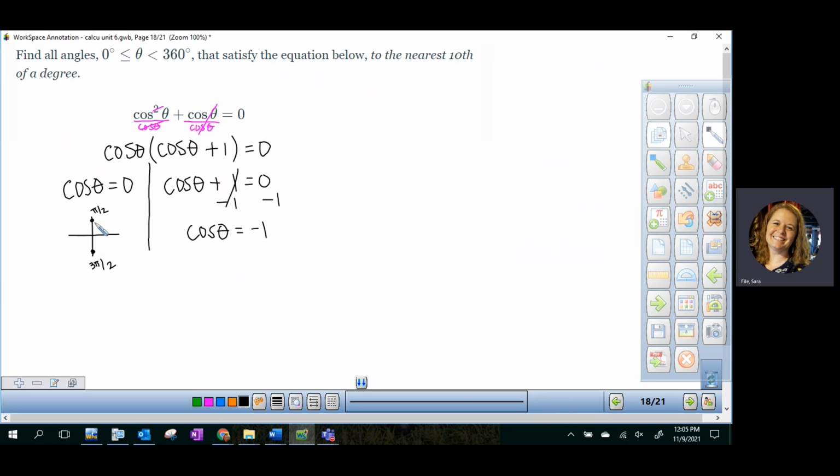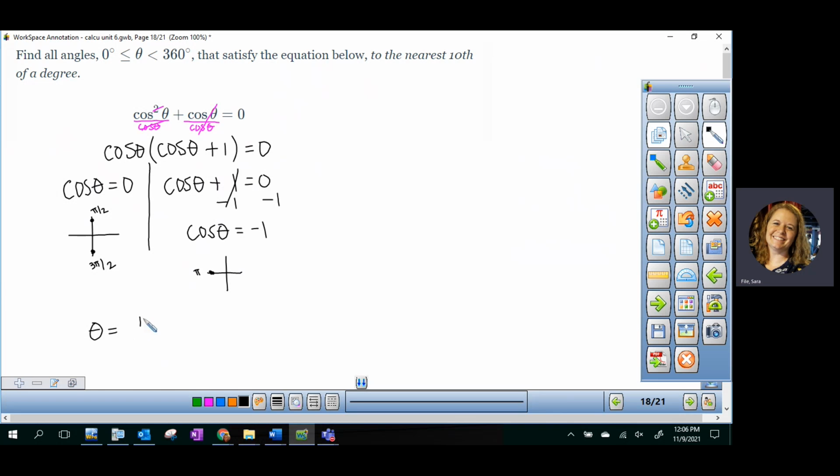All right, so cosine is 0 at pi halves and 3 pi halves. But also we need to answer, where is cosine -1 on the unit circle? And remember, cosine corresponds to the x value. So the x value is -1 here at pi. So you have 3 answers on this one. Oh, and it's theta, not x.